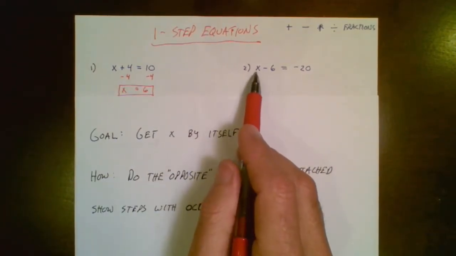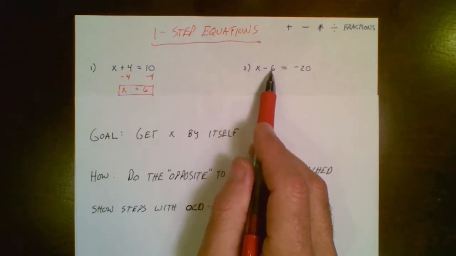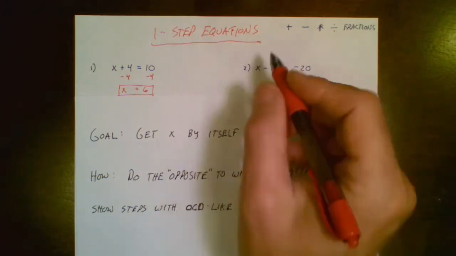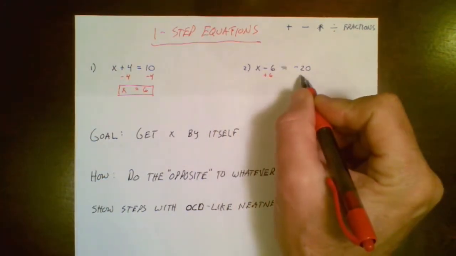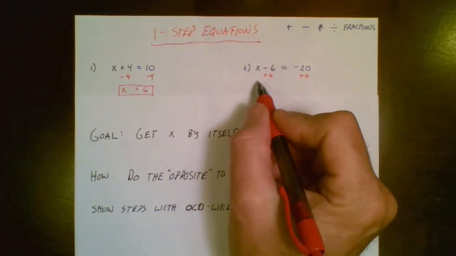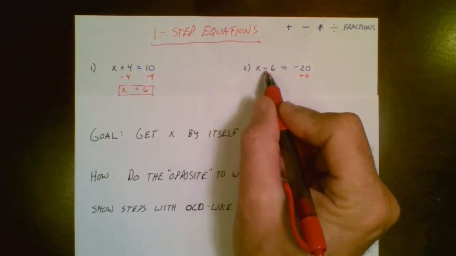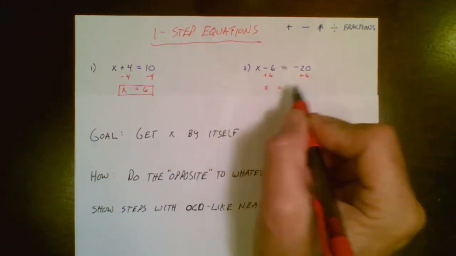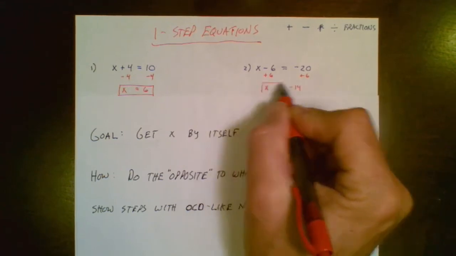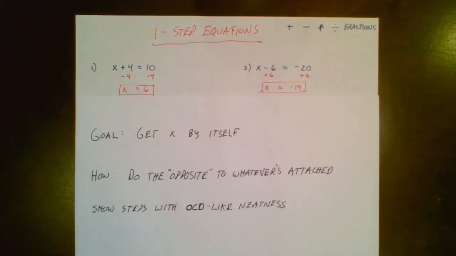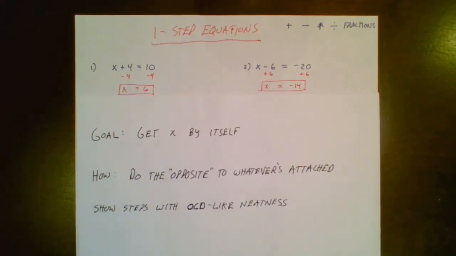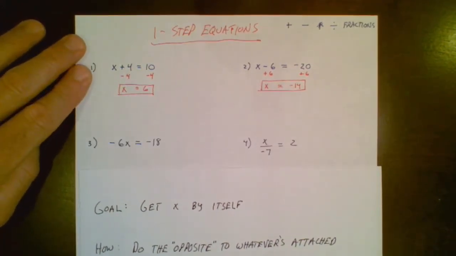My goal on number 2 is to get x by itself. I need to get rid of the minus 6. The opposite of minus 6 is plus 6. So I do plus 6 to the left, and I do plus 6 to the right. And now on the left-hand side, the negative 6 plus 6 is 0. The negative 20 plus 6 is negative 14. I've got it. I'm always doing this: to get x by itself, I'm doing the opposite of whatever's attached.